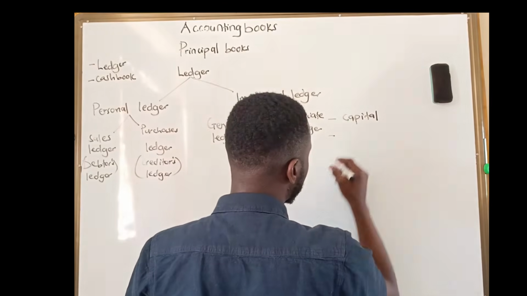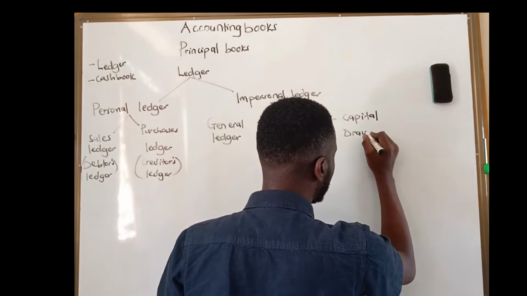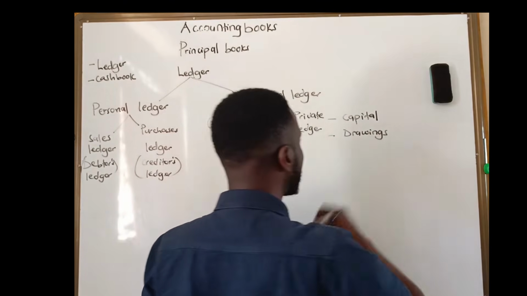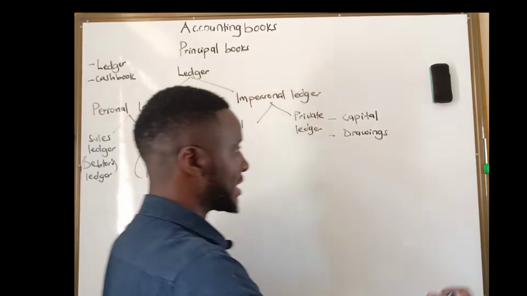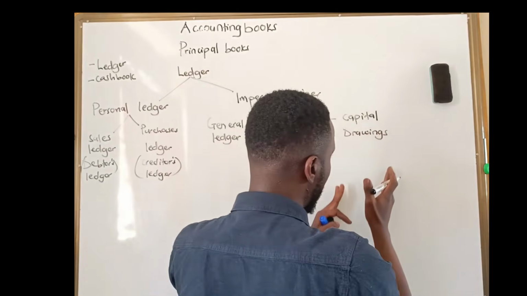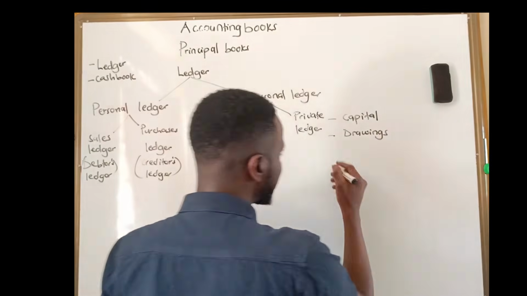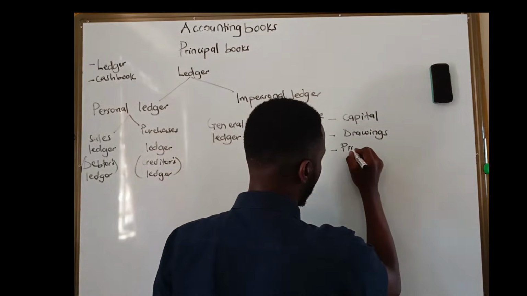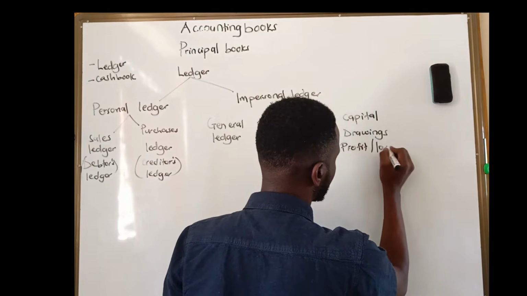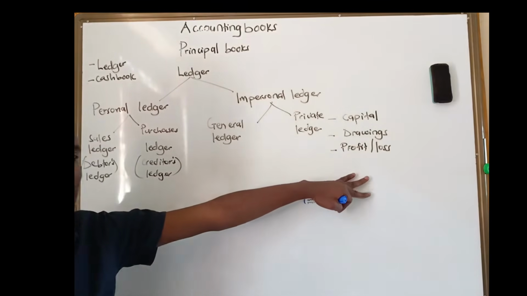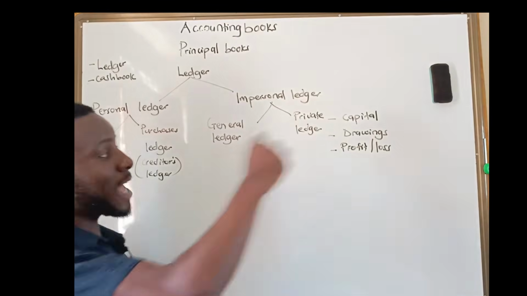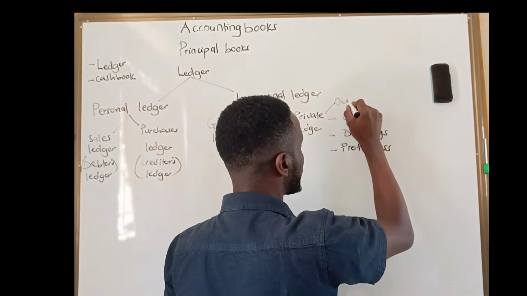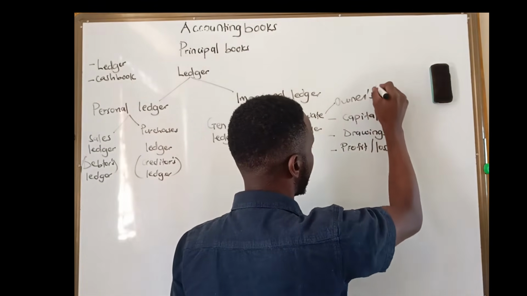Then we have things like the drawings. For example, the owner might come and pick some money from the business. So it's all about the owner and maybe the accountant. Then we have things like profit or loss. So these are the things that are found in the private ledger. Sometimes it's known as the owner's ledger.